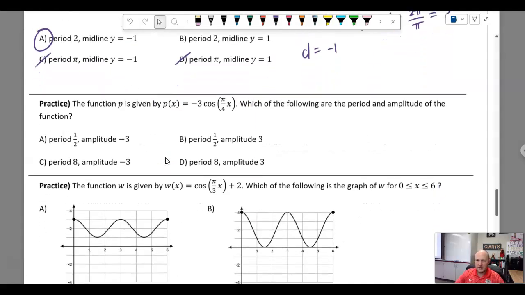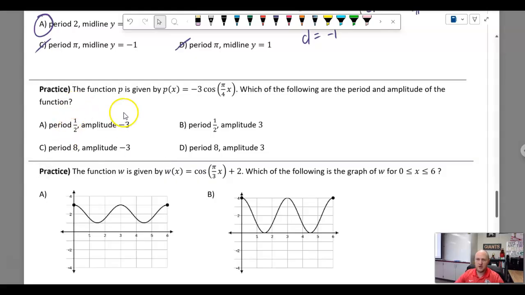Okay? All right, here is another question. Go ahead, please pause me. Try this one. All right, which of the following are the period and amplitude of the function? Your amplitude is 3. Always positive. It's never negative, so we'll throw those away. And then period, is it 1/2 or is it 8 pi? Well, I see a b value of pi/4, and remember, we always multiply 2 pi times the reciprocal, and so this is going to be equal to 8. Answer is going to be D. 2 pi divided by b gives you your period.